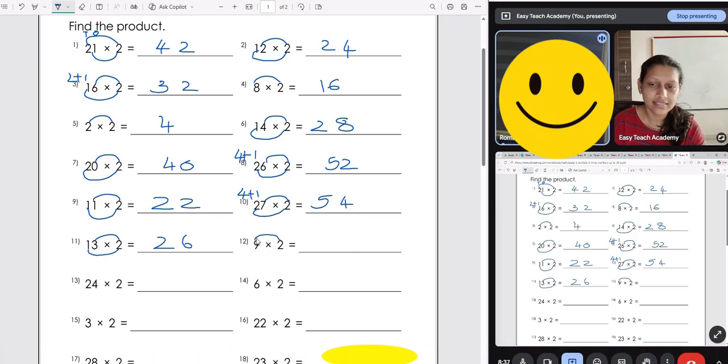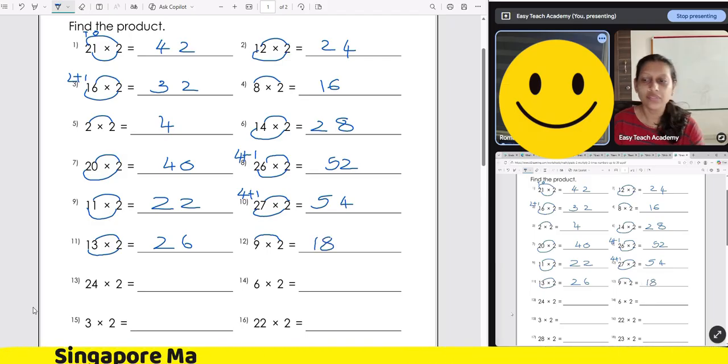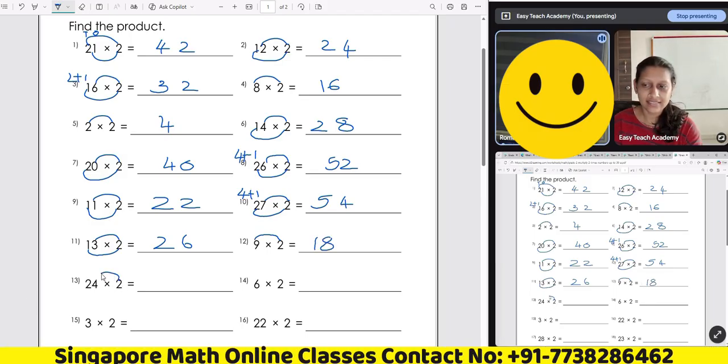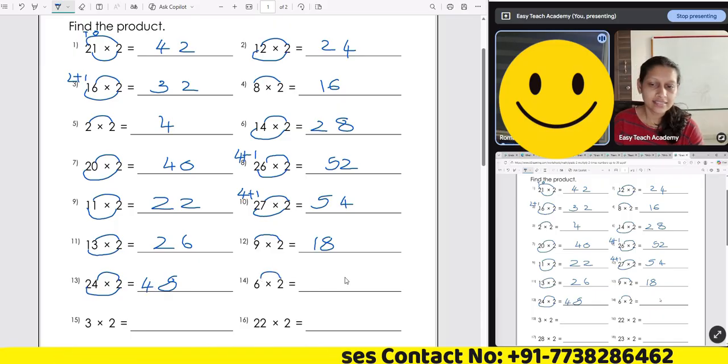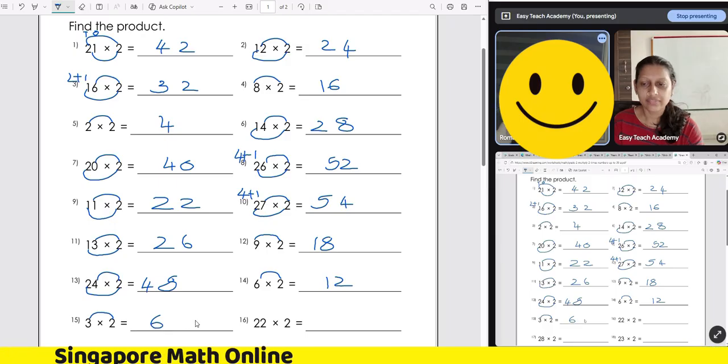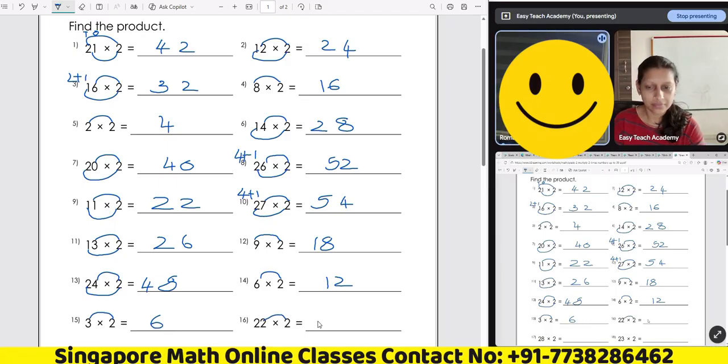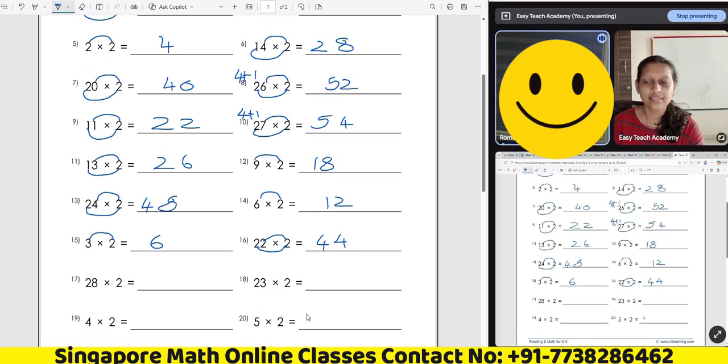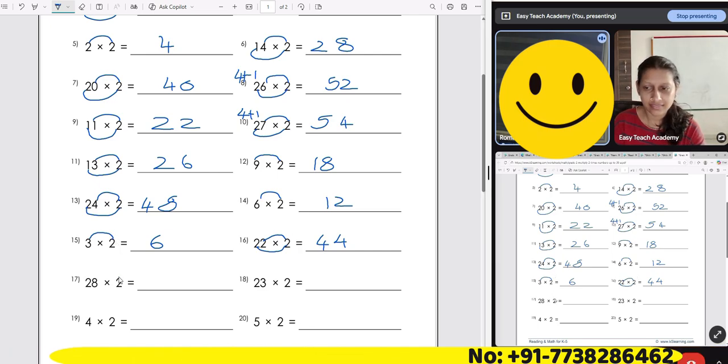Good. Next. 2 times 9 equals 18. Very nice. Next. 2 times 4 equals 8. 2 times 2 equals 4. Very nice. Next. 2 times 6 equals 12. Very nice. Next. 2 times 3 equals 6. Very nice. 2 times 2 equals 4. Very nice. 2 times 8 equals 16.